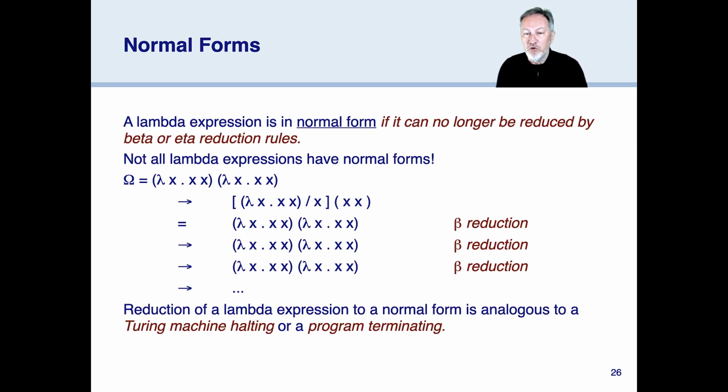Now, the notion of a normal form is important. A lambda expression is in normal form if you can no longer reduce it by beta or eta reduction rules. You can always do an alpha conversion, so we ignore that. So as long as you can't reduce it anymore, then you've hit a normal form. So basically a normal form says you reach the end of your computation.